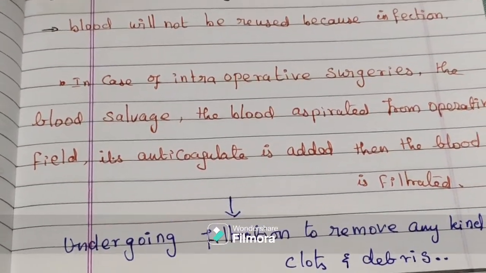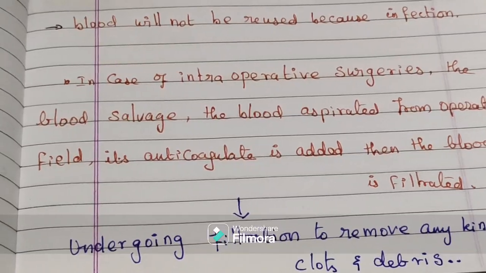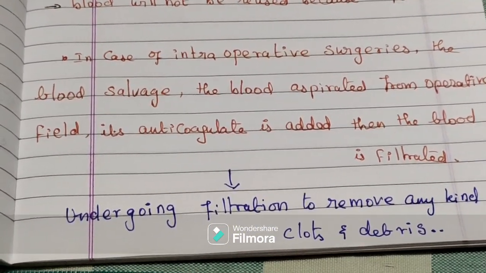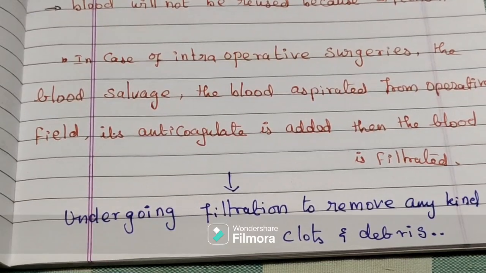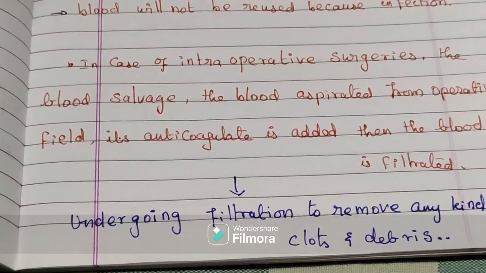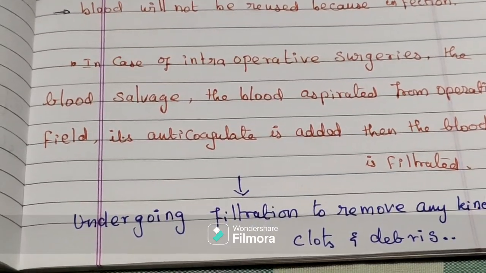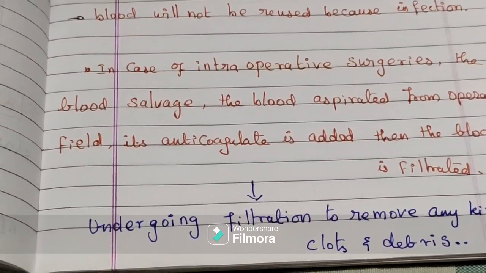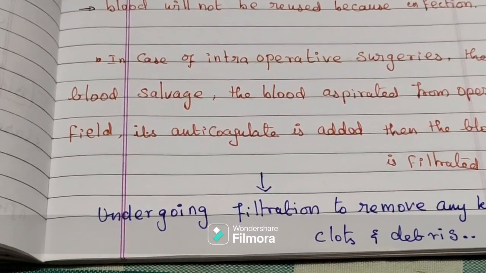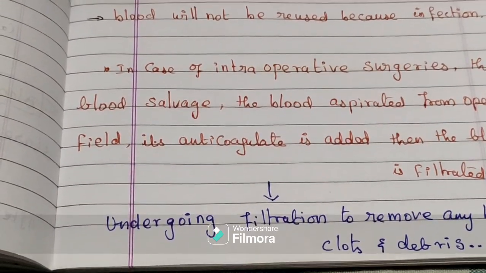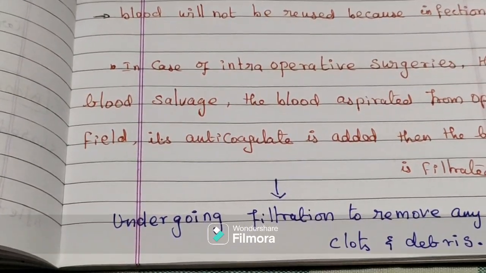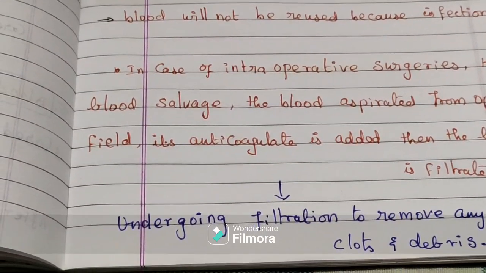Now, whatever blood was salvaged or collected should be re-infused within 6 hours, because after 6 hours the RBC will lyse, there will be release of potassium so hyperkalemia will occur, and the risk of bacteremia is also there when there is prolonged storage of blood.